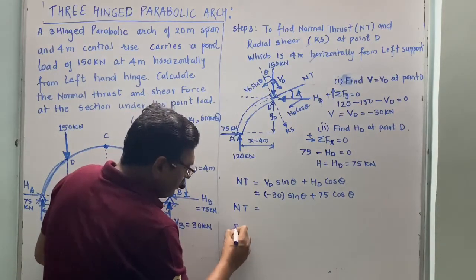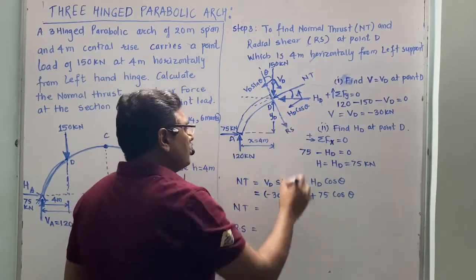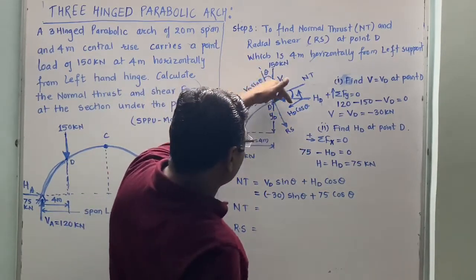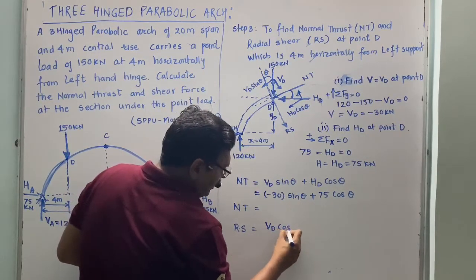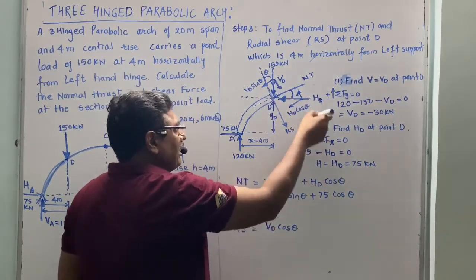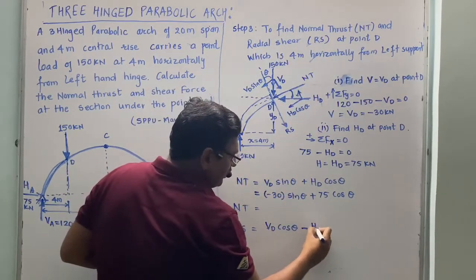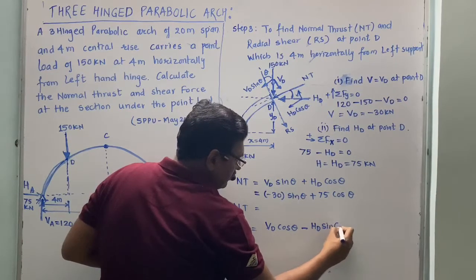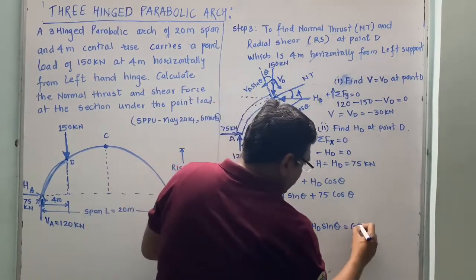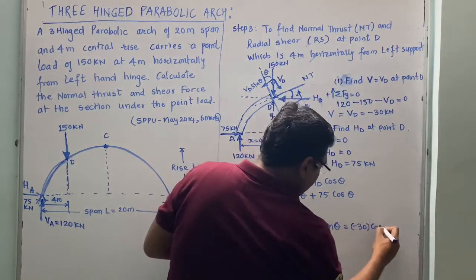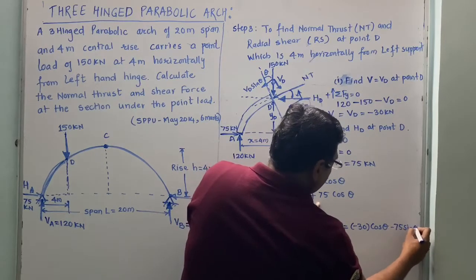Now radial shear. Radial shear means this force. The forces in this direction are positive, and VD is in the same direction. So I will write VD cos theta, which is in the same direction and upward, minus HD sin theta. And we know that VD is minus 30, so cos theta times minus 30, minus HD 75 sin theta.